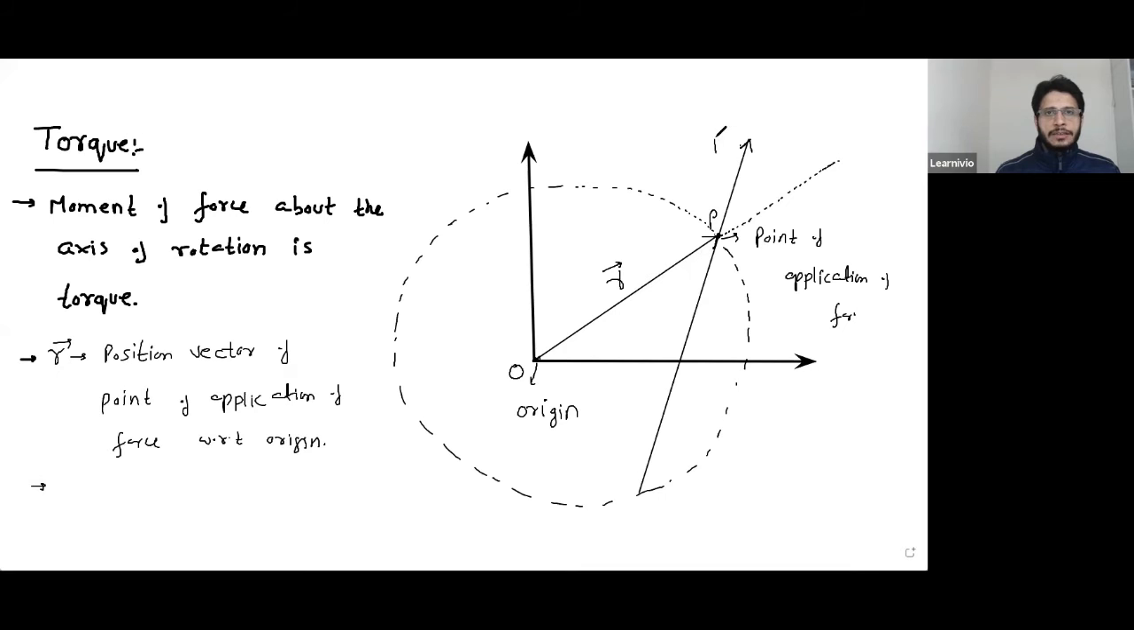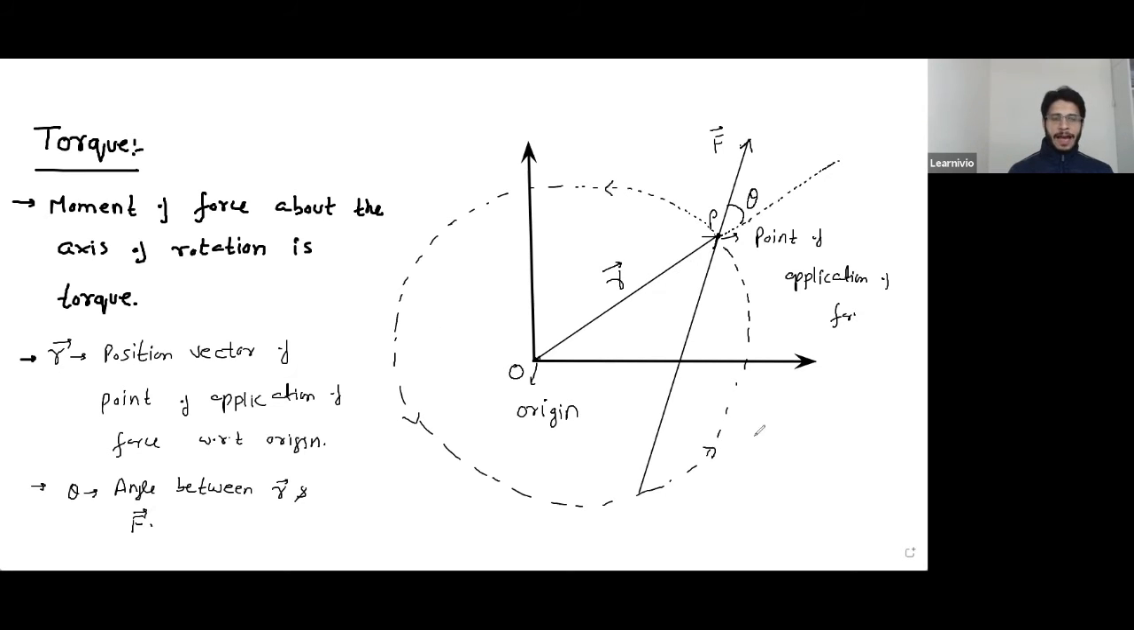Now, if this is R and this is F, the angle between R and F is theta. Can you tell me how this rod is rotating? Is it rotating in the clockwise sense or in the anti-clockwise sense? Anti-clockwise. This is rotating in the anti-clockwise sense.